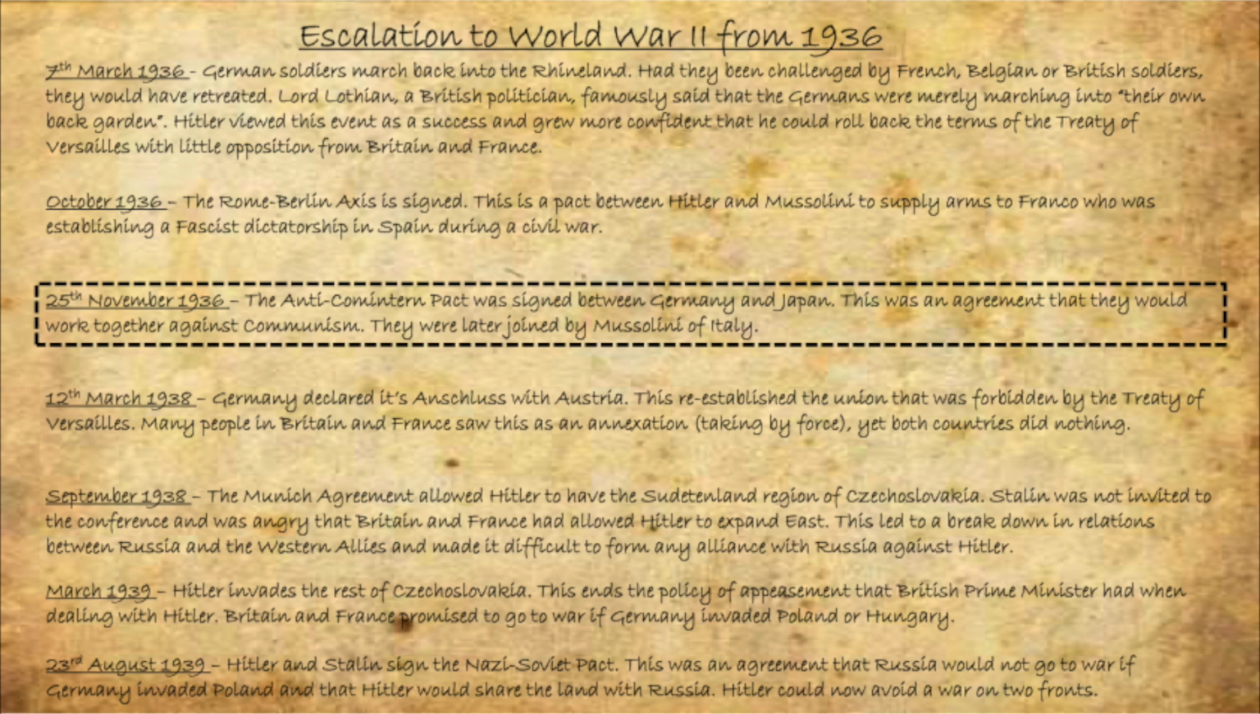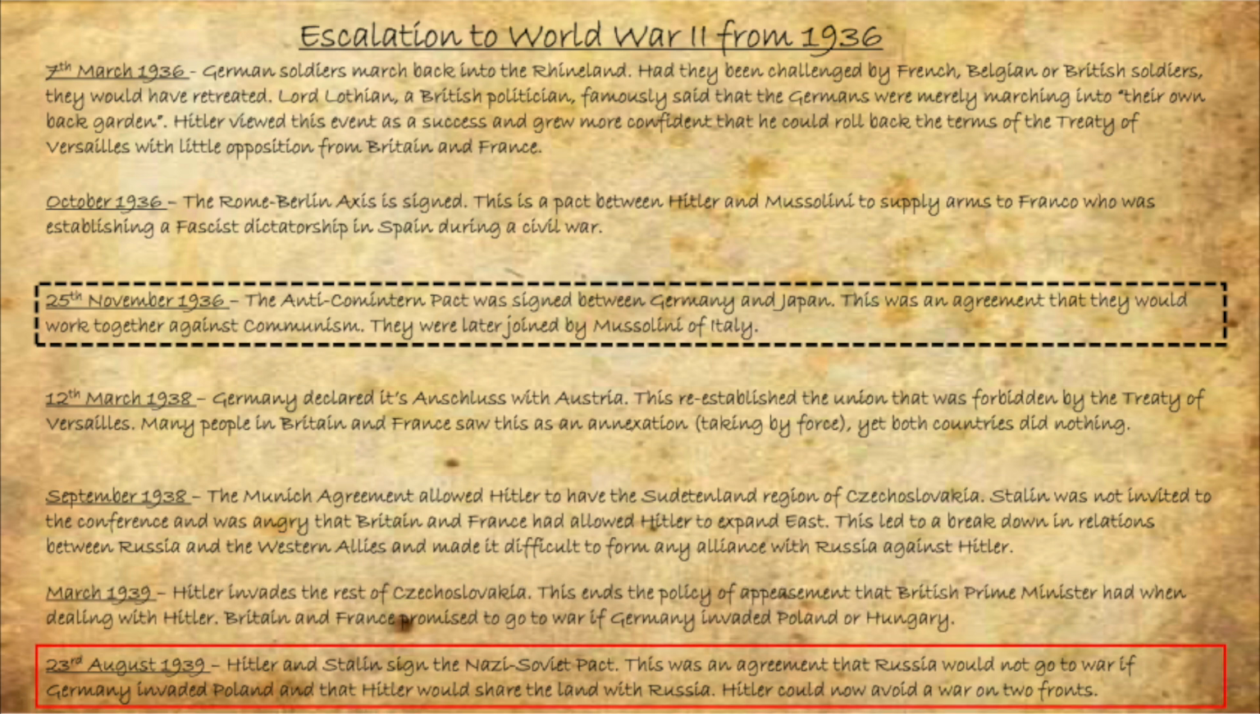Now, some students like to approach this the opposite way. So, for example, they might take out the 25th of November because they don't think it actually made a great deal of difference. The Anti-Comintern Pact certainly united Germany and Japan and created an alliance against communism, but it didn't prevent the Nazi-Soviet Pact of 1939.